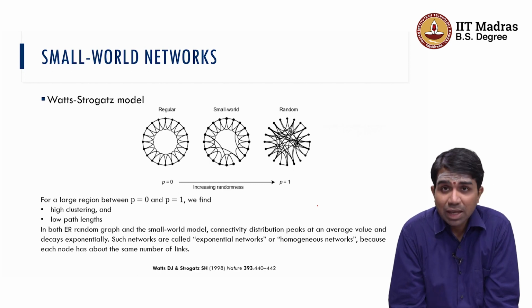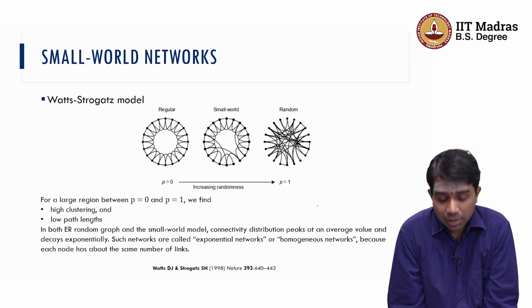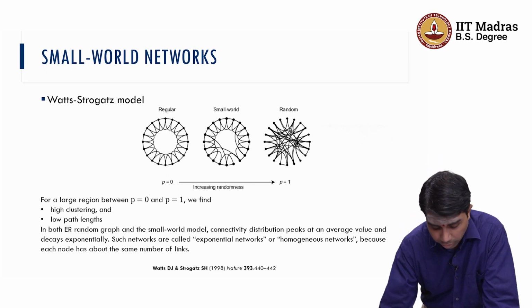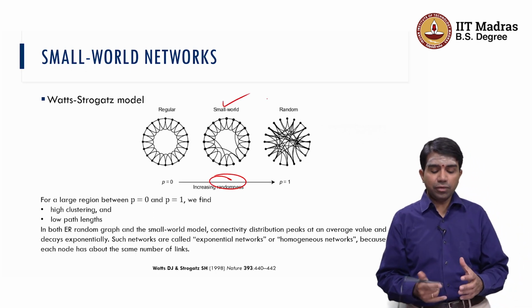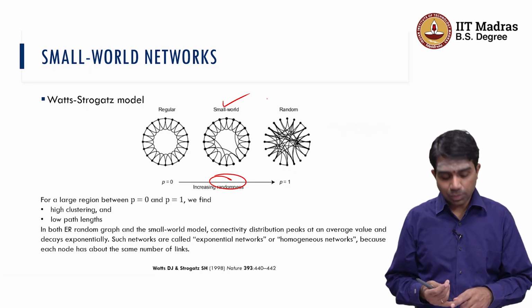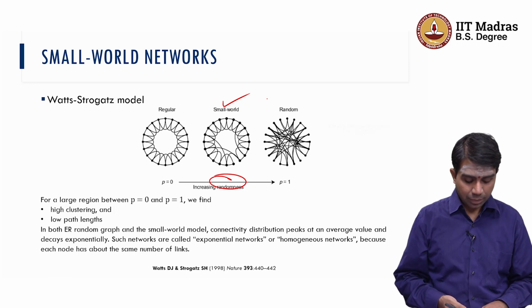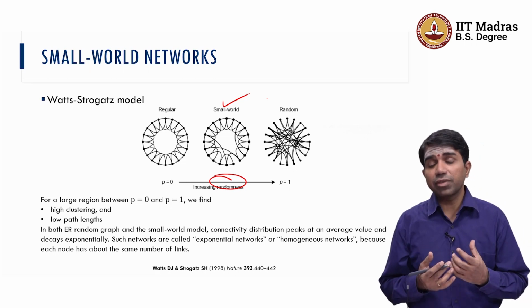They showed that for a large region between p equal to 0, where you have no rewiring, to p equal to 1, where you have completely random rewiring, completely a random network in some sense, you have a zone where you have networks like this, where you have small world characteristics. What are these small world characteristics? You have high clustering and low path lengths.